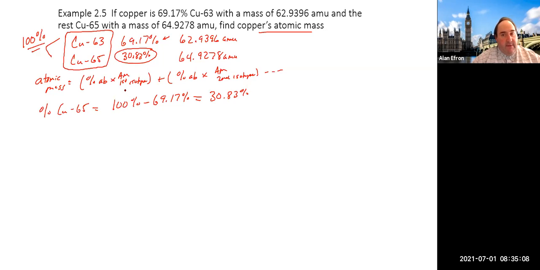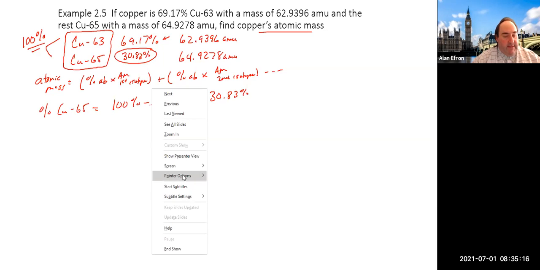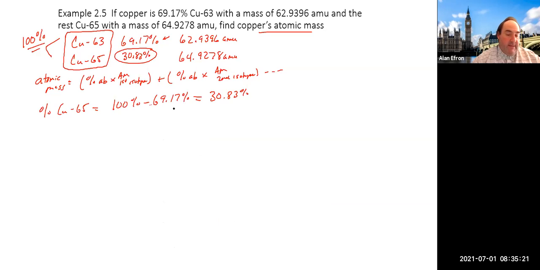So in this situation, it is pretty safe to assume, if they only mention these two isotopes, that they are all the naturally occurring isotopes. And obviously that allows you to use 100% to figure out the missing percentage there. Any questions on that? At this point, we now have everything we need for each of the isotopes. We have the relative abundance, we have the atomic mass.